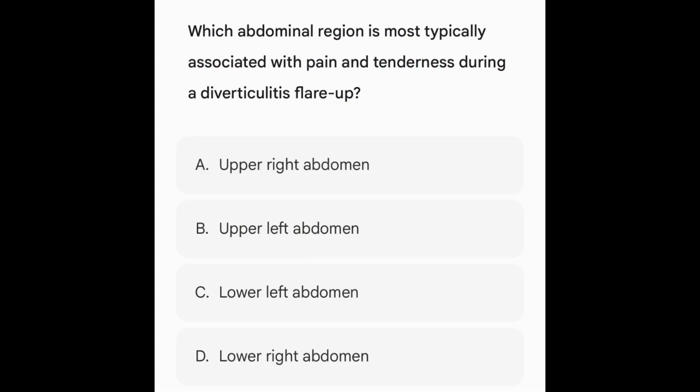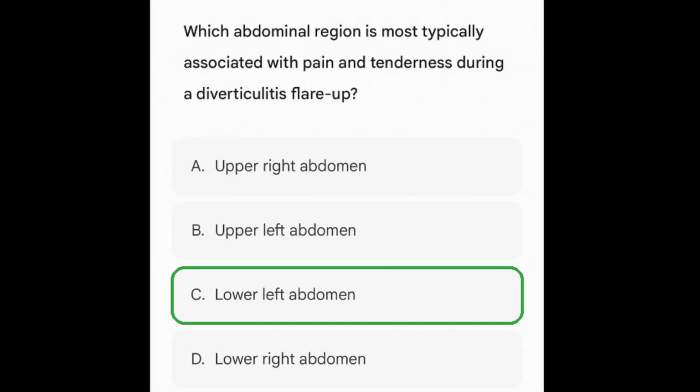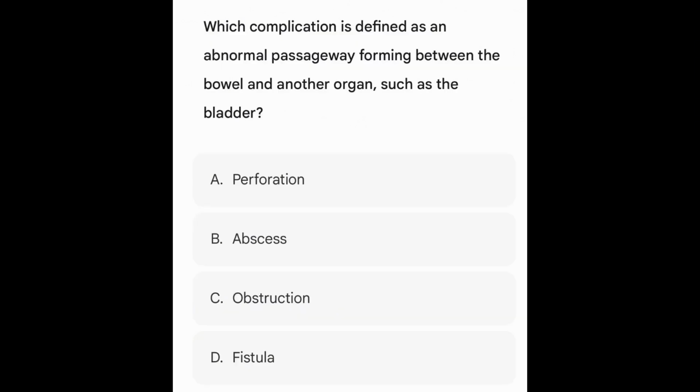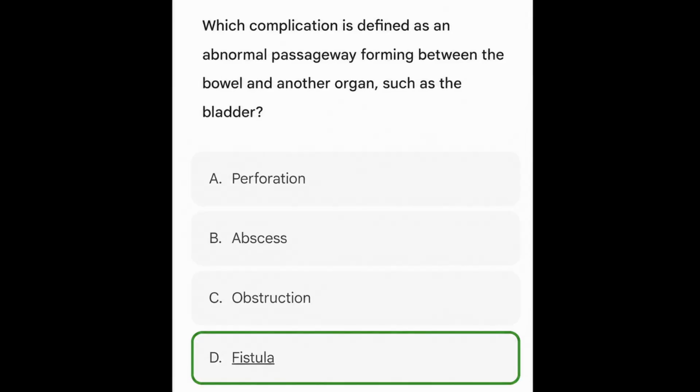First question: which abdominal region is most typically associated with pain in a diverticulitis flare? The answer is left lower abdomen. Second question: which complication is defined as an abnormal passageway forming between the bowel and another organ, such as the bladder? The answer is fistula.